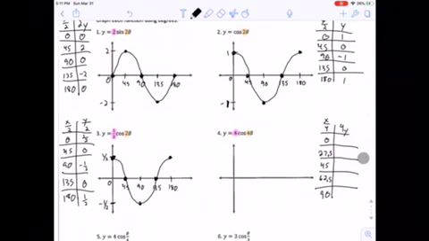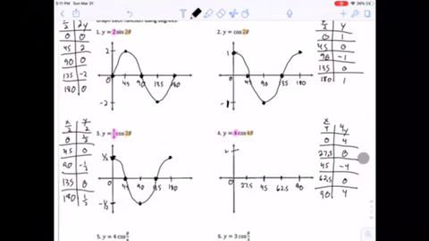Now the y's times 4. You're doing cosine, so you're starting at 1. 1 times 4 is 4. 0 times 4 is 0. Negative 1 times 4 is negative 4. And the back side is going to look like the front side. Now all you have to do is set your scale. Go from 0 to 90. Halfway is 45. Halfway here is 22.5. And halfway here is 67.5.